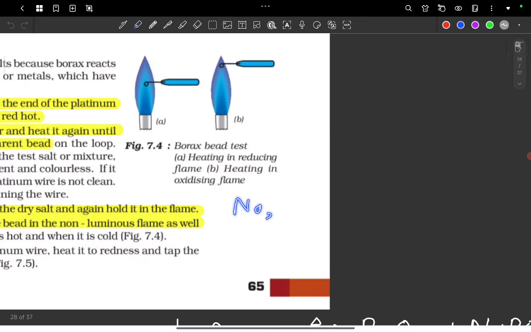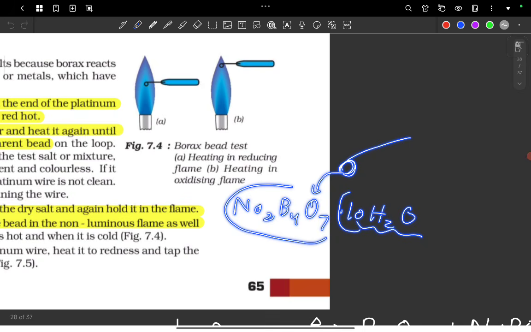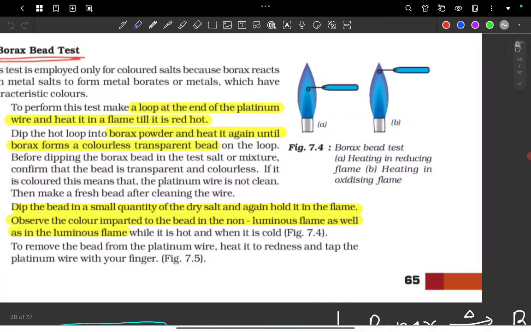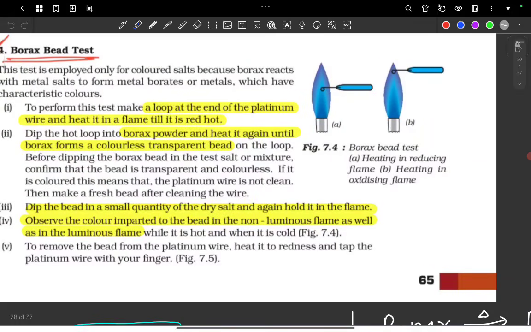Borax we studied in P block, it is Na2B4O7.10H2O. When you put that hot platinum loop in borax, this water of crystallization evaporates and you're basically just left with this coated on the platinum loop. So now this is the platinum loop, this is borax without the water of crystallization on it, and you heat it again.